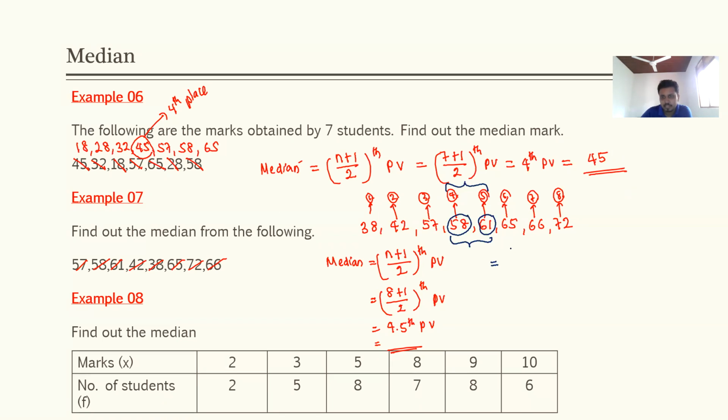So in the fourth place we are having 58. In the 5th place we are having 61 here. So we need to get the 4.5th place value. So we need to divide this by 2. Therefore, what it should be? 59.5. So the median value here is 59.5.